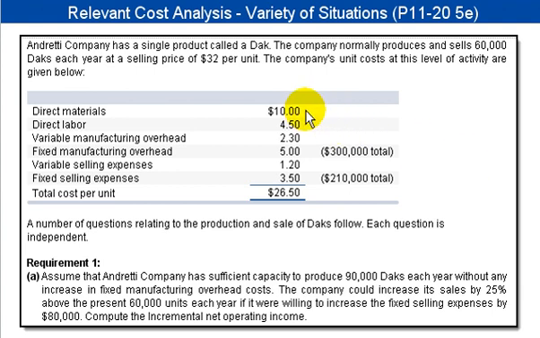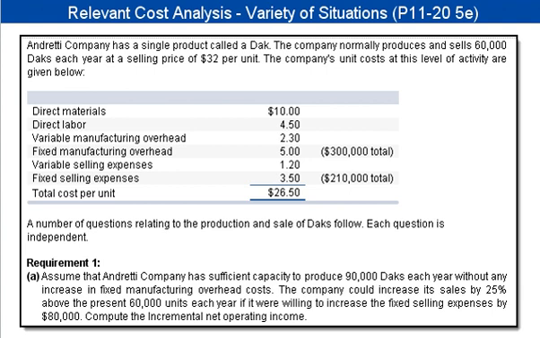So we've got direct materials at $10, direct labor at $4.50, variable manufacturing overhead at $2.30, and remember this is unit cost, one unit of a DAK. Fixed manufacturing overhead comes out to be $5, so $300,000 in total. Variable selling expenses are $1.20. Fixed selling expenses are $3.50, and that's $210,000 in total. So a total cost when we add those up of $26.50. Okay, and then we've got a number of questions to analyze.